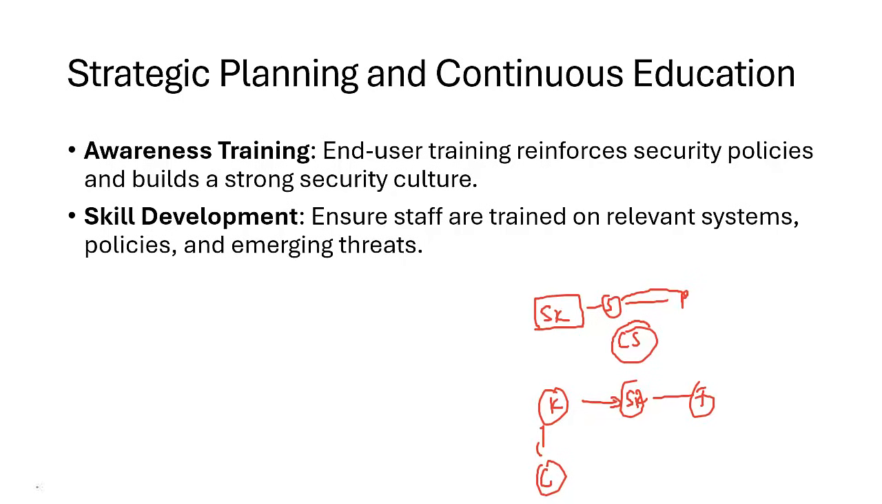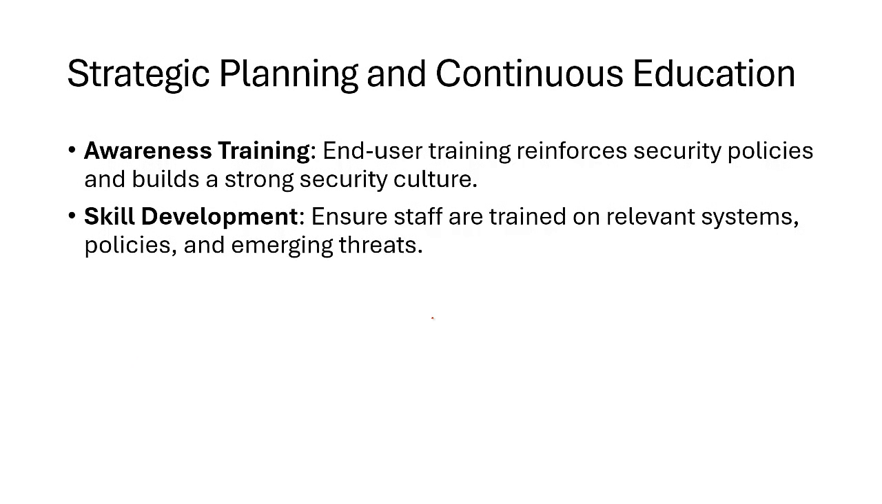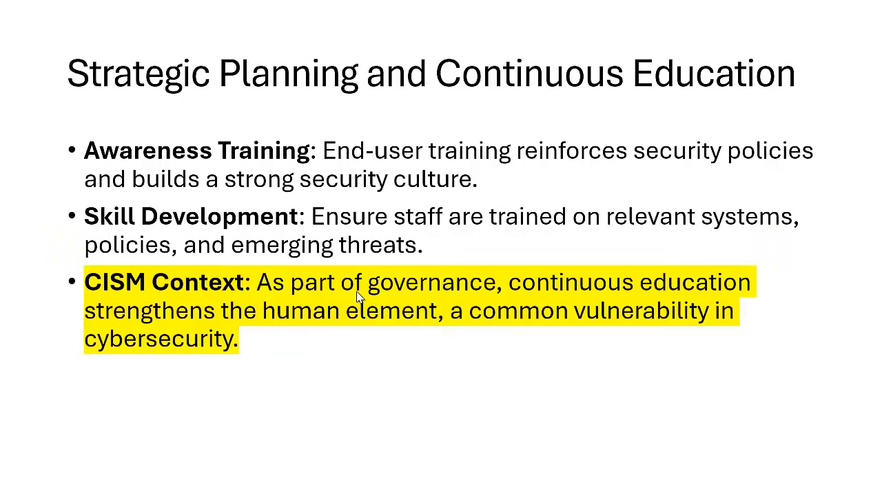So in the CISM context, you need to understand that continuous education strengthens the human element, because who is the weakest link in the organization? People. People are the weakest link, and that can be addressed with the help of awareness training. So always remember, from the exam point of view, the most effective control for social engineering and password sharing is the security awareness program. Because even if you have a strong password, if you're a victim of social engineering, there's no point in having that solution. So the most effective control against social engineering is the awareness program.